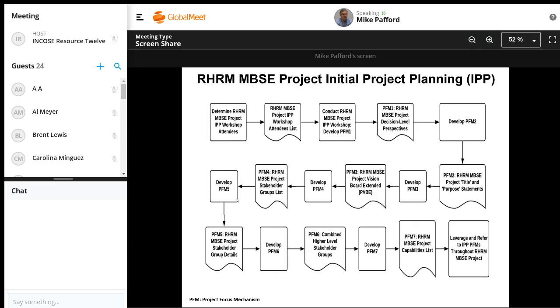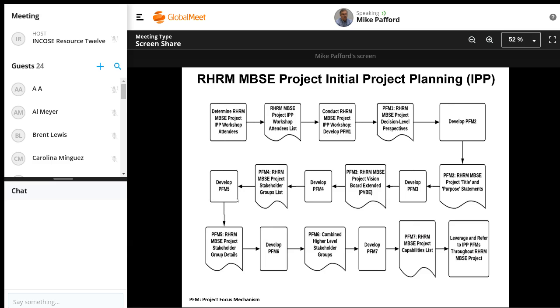We do this in the form of workshops where our key stakeholders and our practitioners work together, and we determine who needs to be at these workshops. We conduct the workshop, and we actually develop a set of 7 project focus mechanisms, or PFMs. That's what this shows here: the workshops, or series of workshops, and you can see the artifacts that we go through. It produces artifacts after every step.